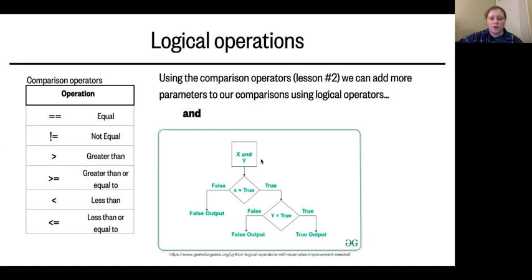So following this flowchart here, x and y, first it tests x. If x is false, the entire thing gives a false output. If x is true, it goes on to test y. If y is false, you again get a false output. If y is true, then you get a true output because both x and y are true.